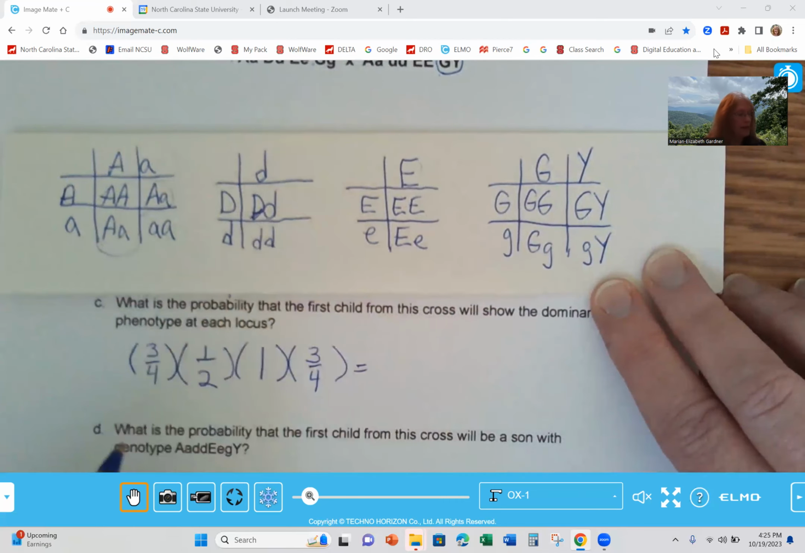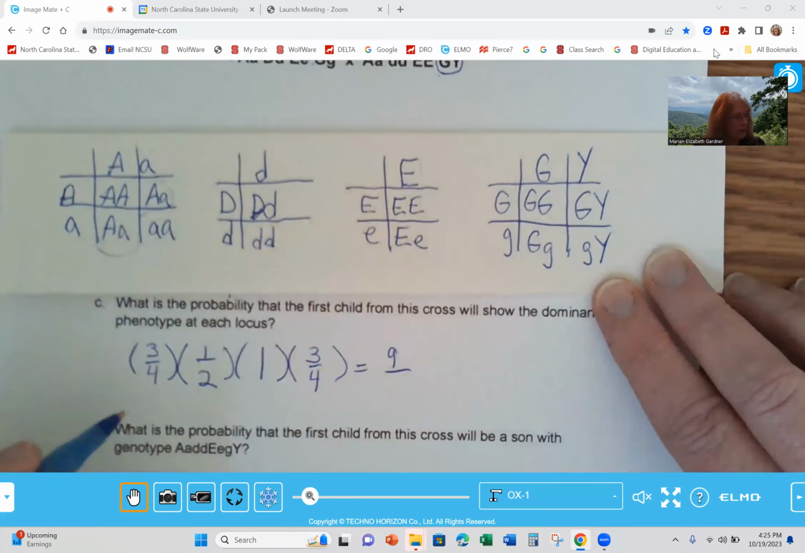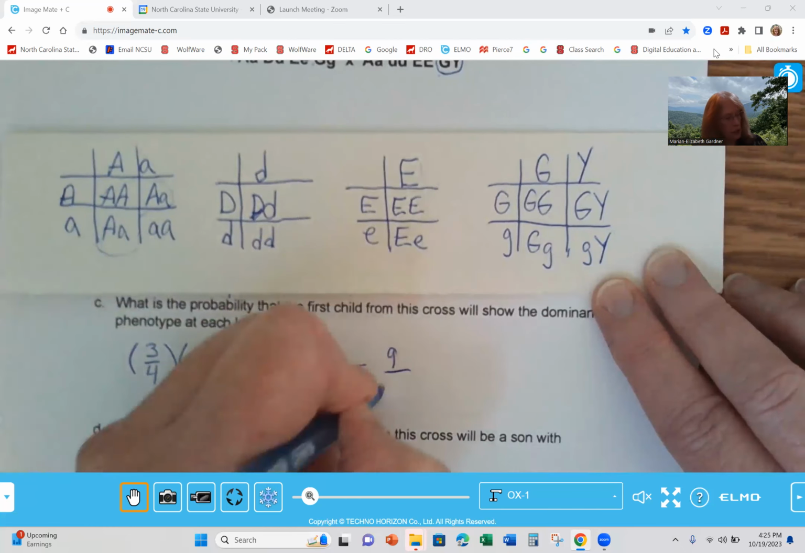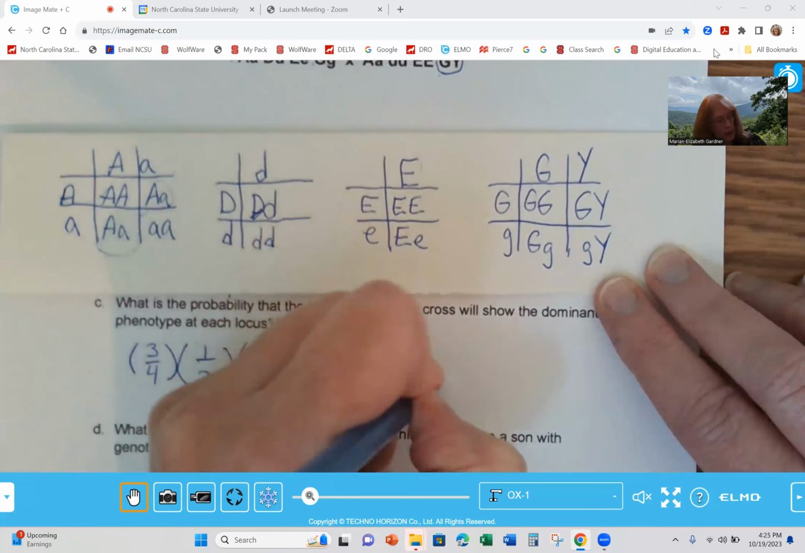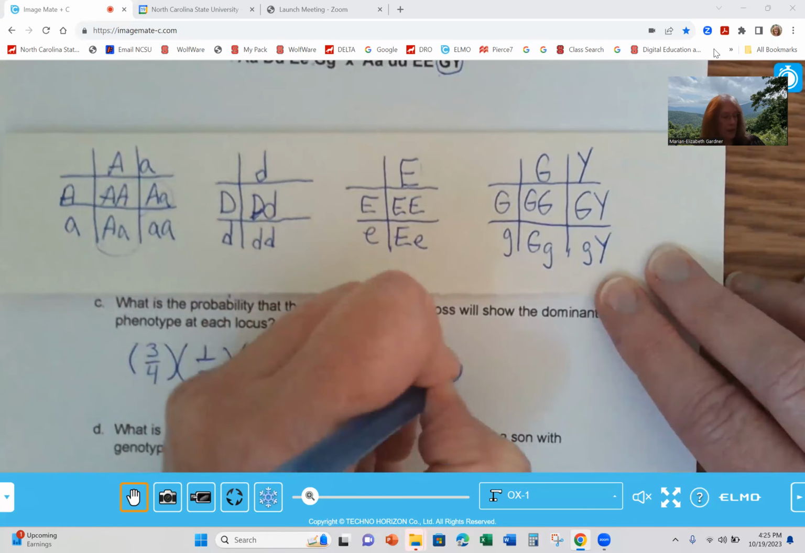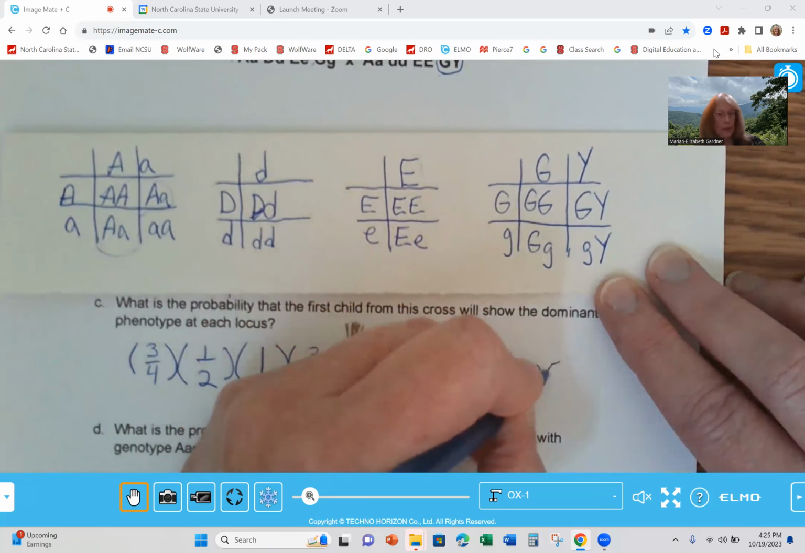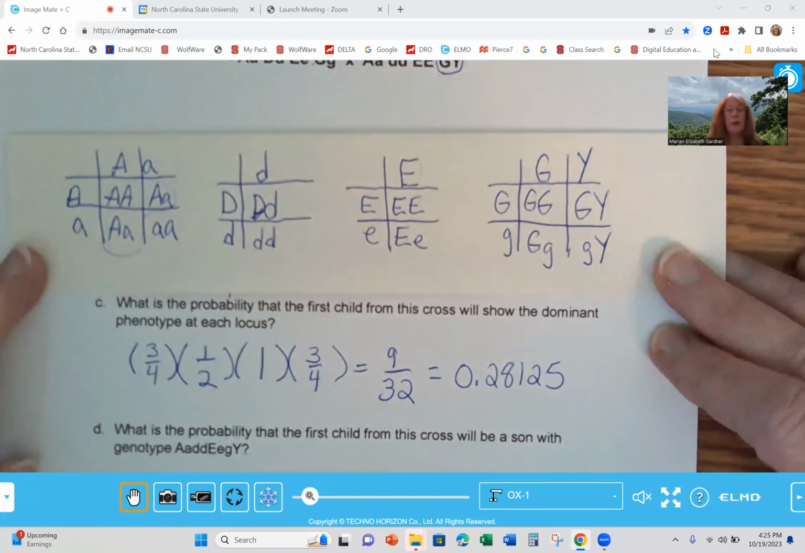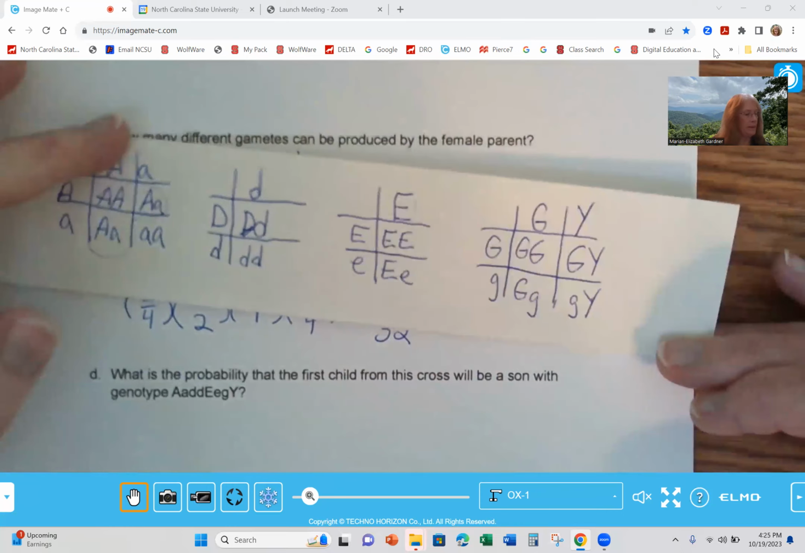If I multiply this together, I've got 9/32. And 9/32, if you punch that in your calculator, is 0.28125. Now let's try the next one.